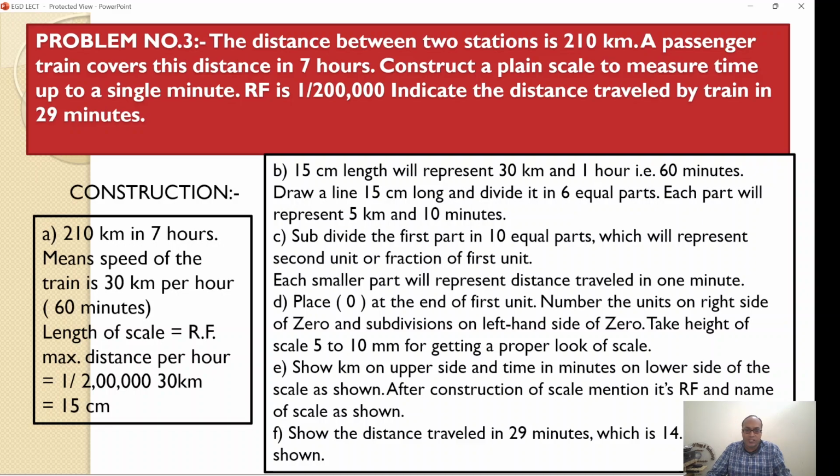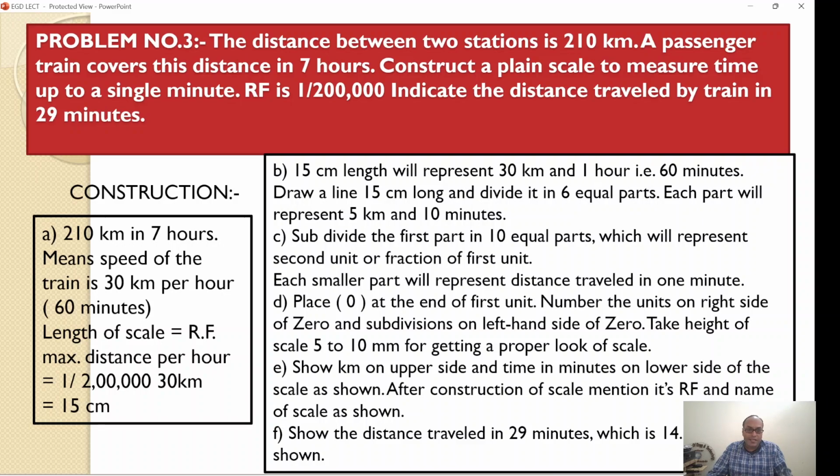तो डिस्टेंस, स्पीड हमें पता है क्या होता है, डिस्टेंस अपॉन टाइम. So distance is 210 km and time is 7 hours. So 210 upon 7. So this will give you the speed as 30 km per hour. Okay. So the train travels in 1 hour 30 km.